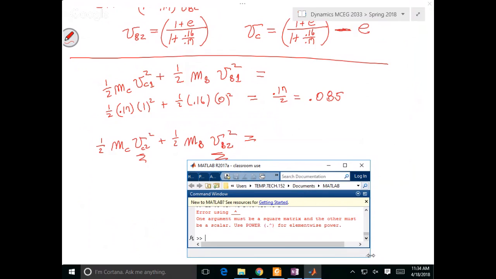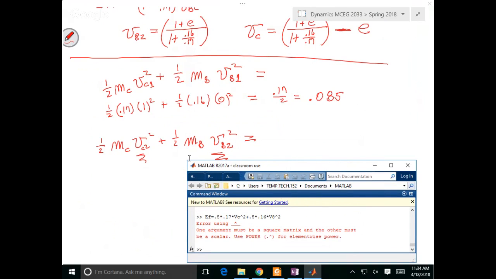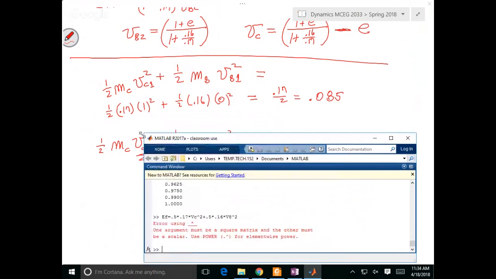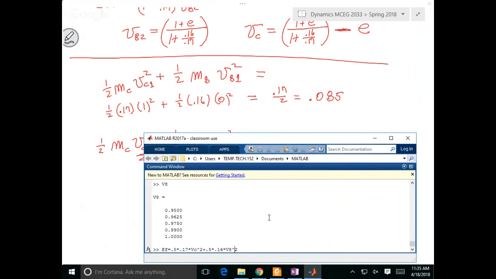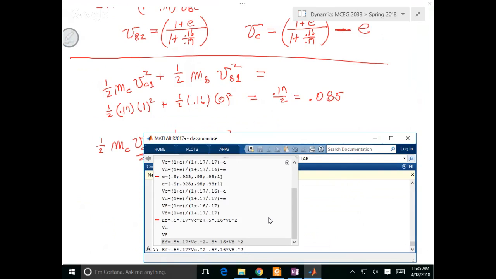Oh, I think I got to do that funny thing, use the power or element-wise operator. See, since VC is a vector and V8 is a vector, I got to go back and do this. Whoops. The dot thing. Okay, so there's my energy. Ooh, interesting. Oh, let me fix something. Okay, there's something to be fixed here.